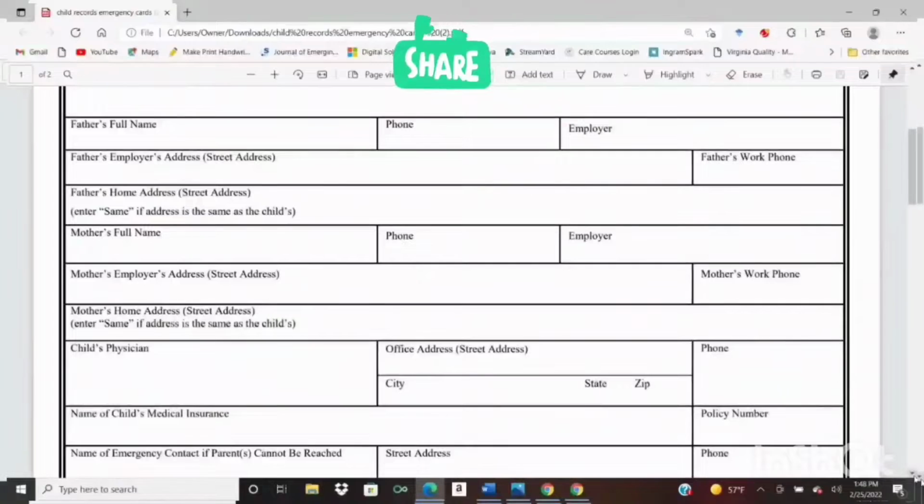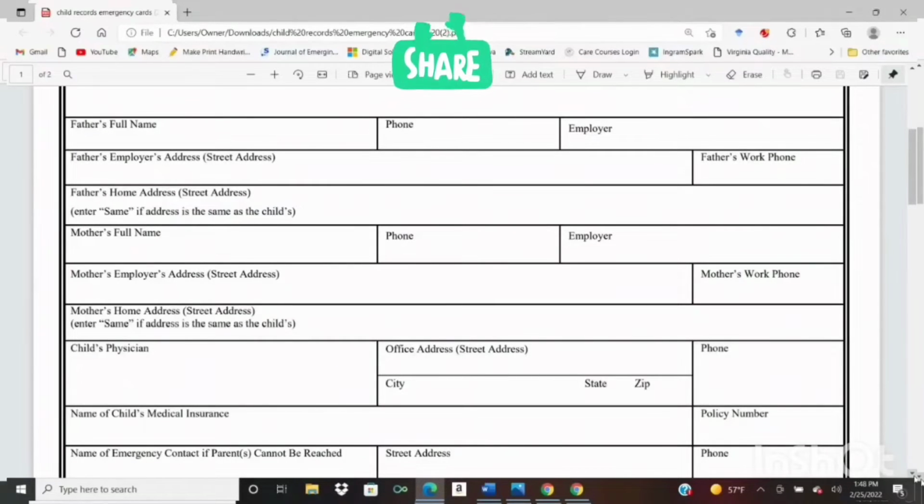Father's full name, phone, employer, father's employer's address, street address, father's work phone, father's home address or street address, and enter same if address is the same as the child's. Mother's full name, the phone, employer, mother's employer's address, mother's work phone, mother's home address, street address, same thing as the father's. Enter same if address is the same as the child's. Mother's work phone, mother's home address, we just talked about that.